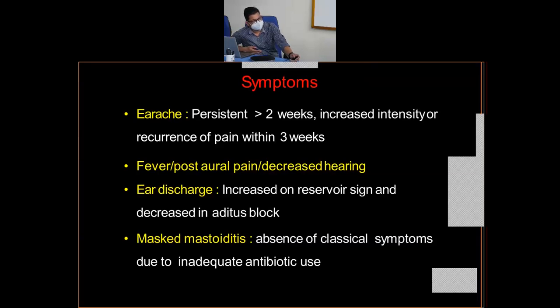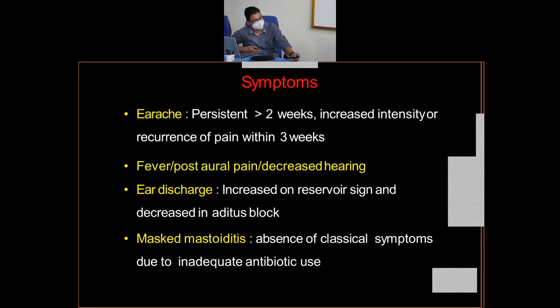Then fever will be there due to infection. Postauricular pain. The patient will tell all those things. Okay, ARA, then fever, pain behind the ear, decrease in hearing due to rupture of the tympanic membrane or due to cholesteatoma. Then ear discharge will be there. But in masked mastoiditis or latent mastoiditis, as I already told, there is absence of classical symptoms due to inadequate antibiotic use. So in masked mastoiditis, the CSOM or ASOM symptoms won't be there.